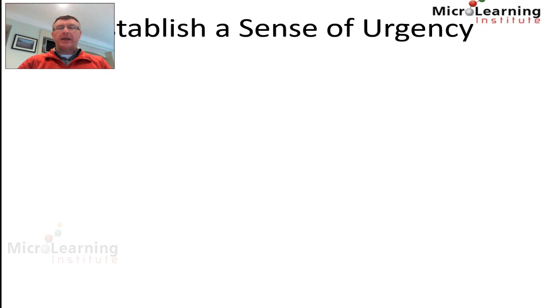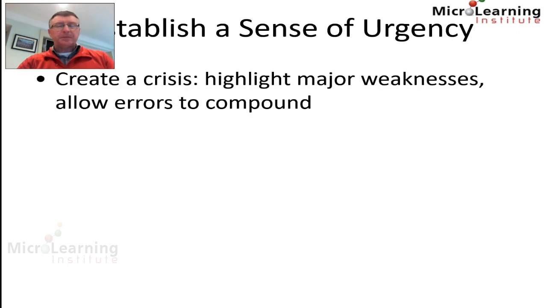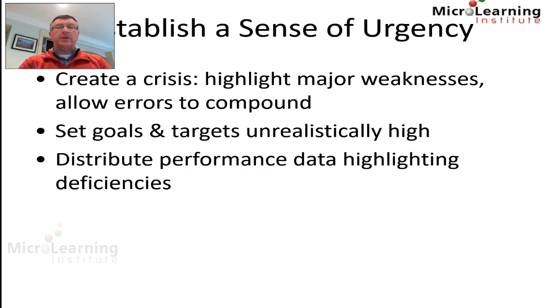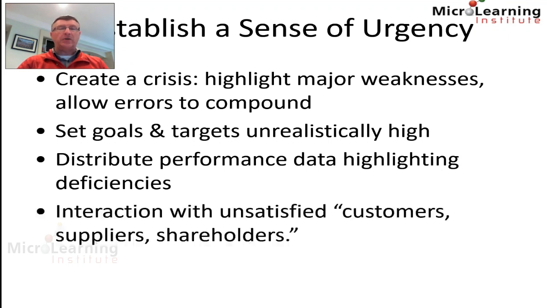Firstly, what do we mean by establishing a sense of urgency? Here, Kotter suggests that if we want to instigate change, we have to create a crisis. We have to highlight any major weaknesses of the organisation, or maybe even allow errors to compound so that we can paint our own organisation in a not so favourable light. We should set goals and targets unrealistically high, and we should distribute performance data highlighting the deficiencies of the organisation. All of these actions are aimed at establishing a sense of the urgent need for change.